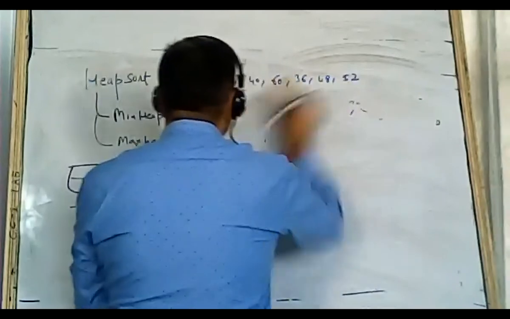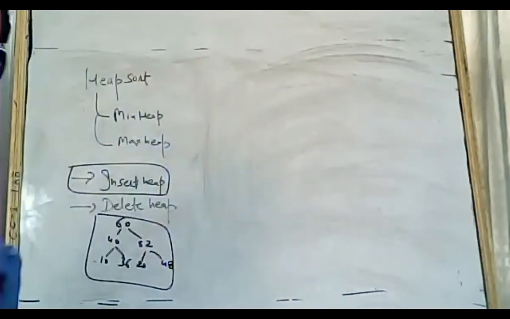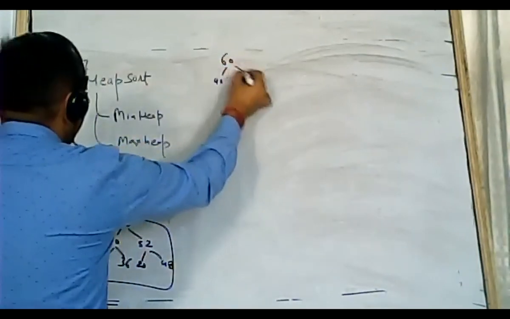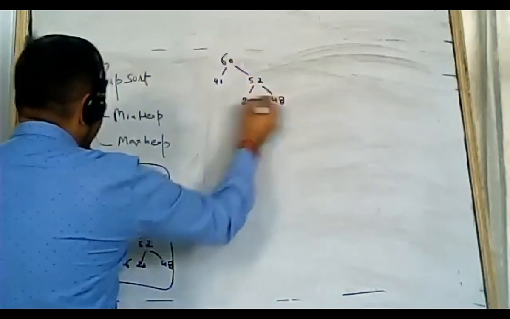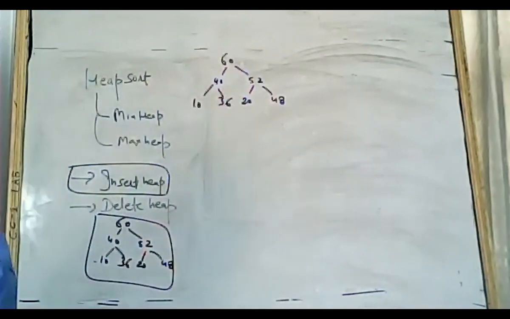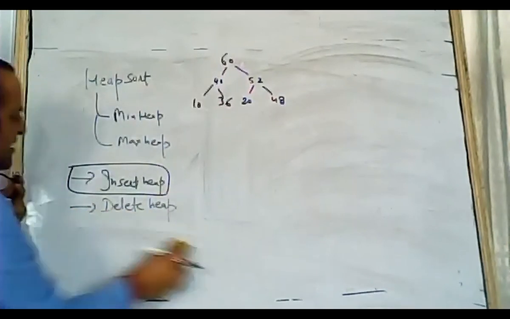Yes sir. Now let us see. What is the heap I have made? 60, 40, 52, 20, 48, 10 and 36. Yes or no? Yes sir. This is the heap we have made. Now we are going to start which process?